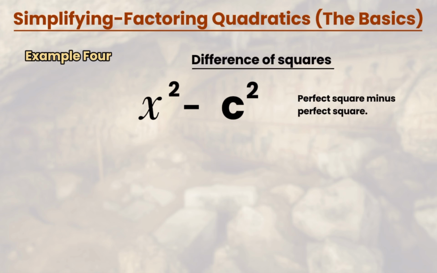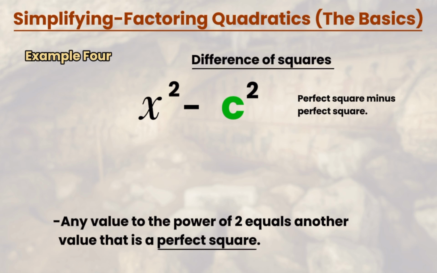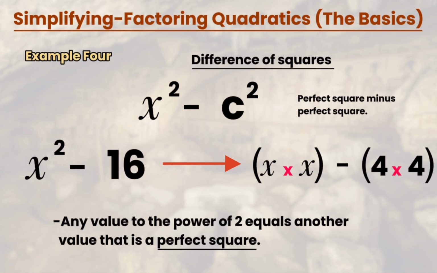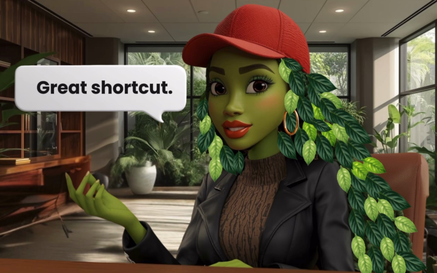It basically means that the x squared term is a perfect square, subtracting another term that is a perfect square. You simply take the square root of the x variable and the number and place each into a set of brackets. One number is going to be subtracted and the other is going to be added. It's a great shortcut to know, so you can skip all the excitement of finding all the number pairs.